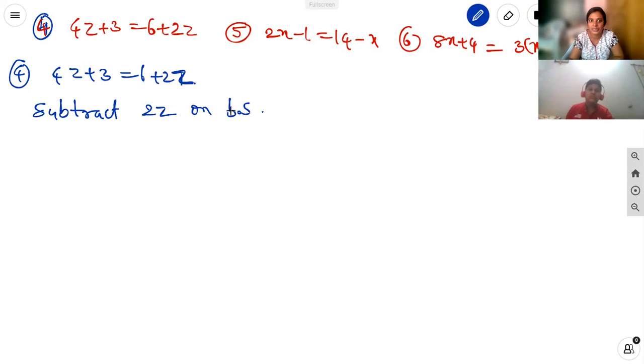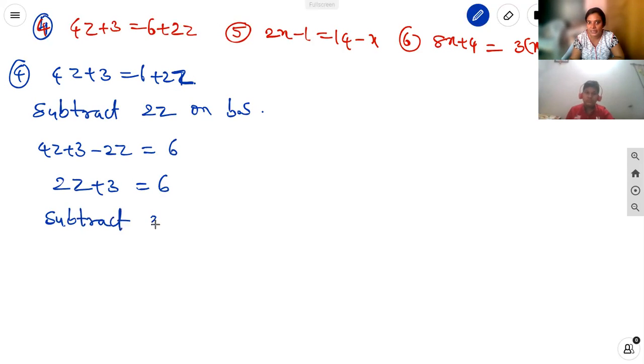on both sides. So 4z + 3 - 2z = 6 + 2z - 2z; the 2z and -2z cancel. We are getting only the constant term on the right. 4z - 2z is 2z, plus 3 equals 6. Again, on the left-hand side the constant term is +3, so we subtract 3 on both sides. So 2z = 6 - 3, which is 3.